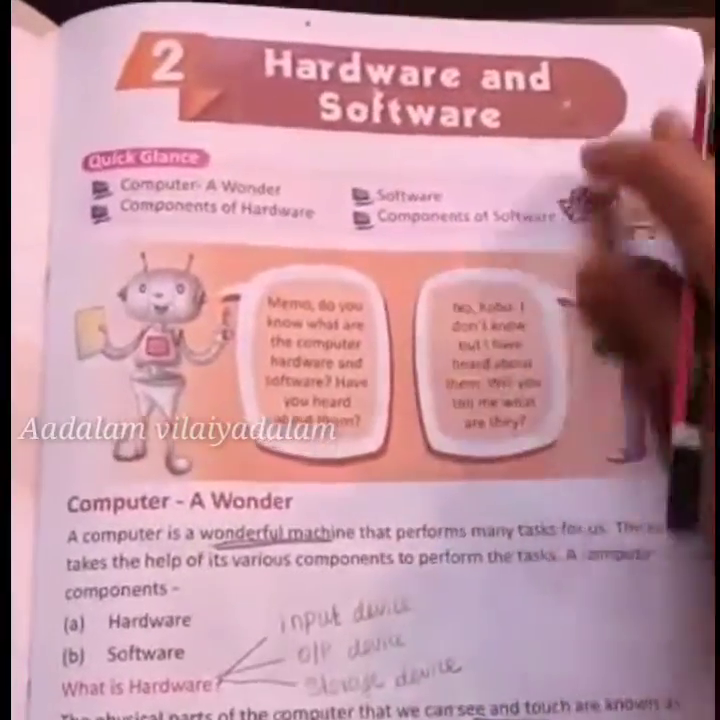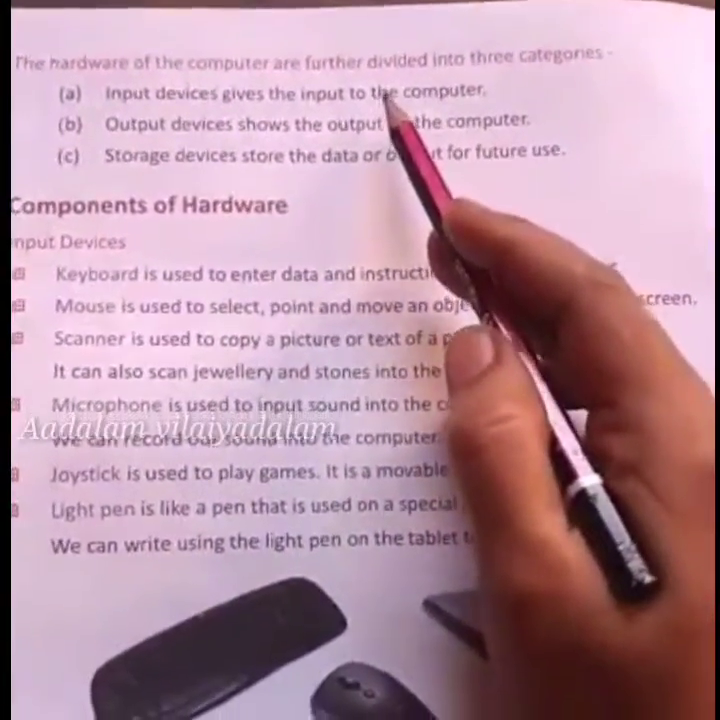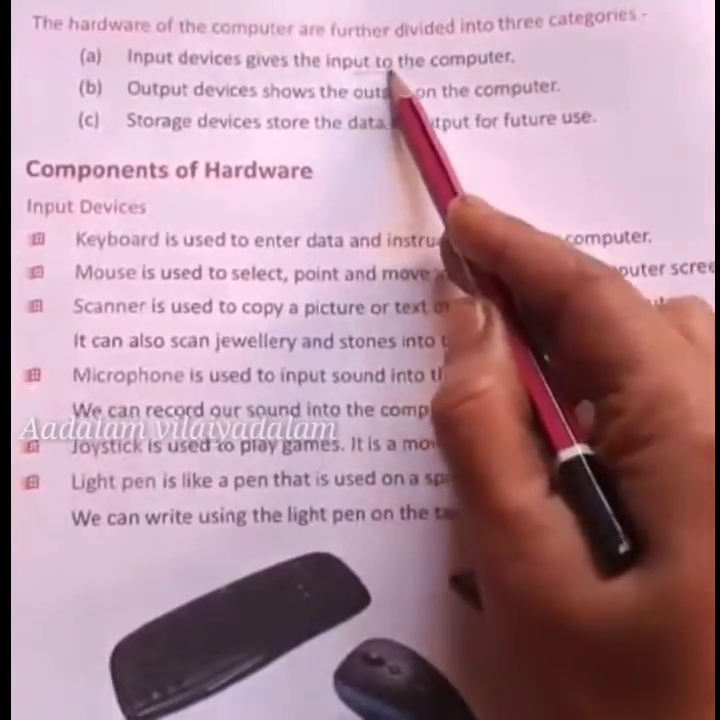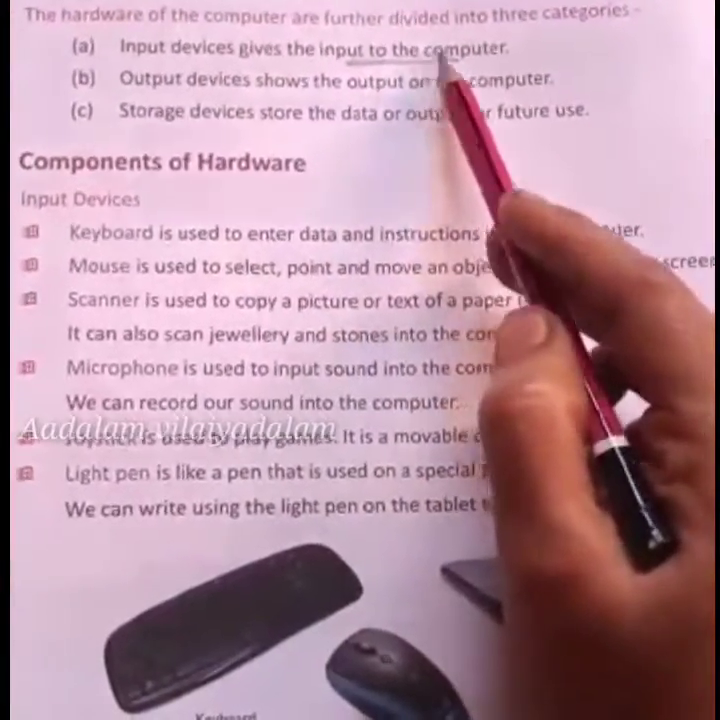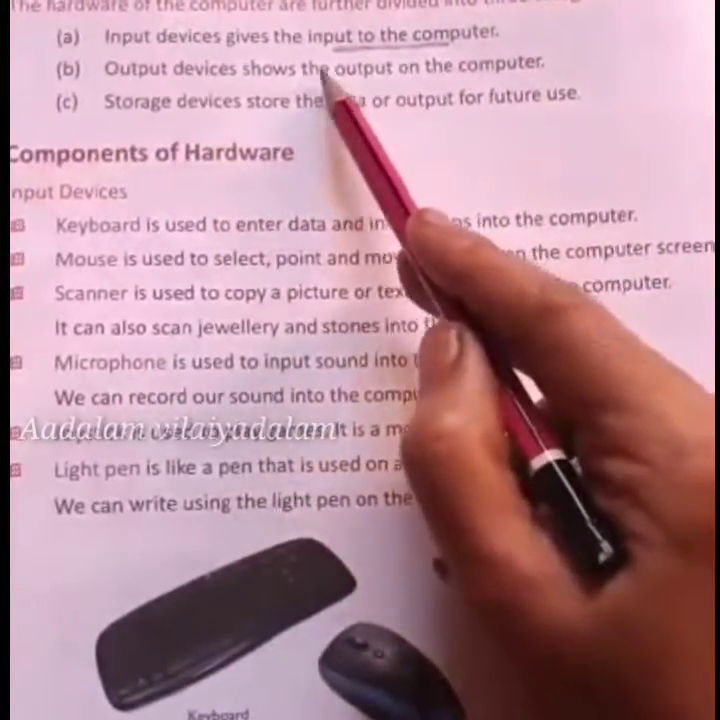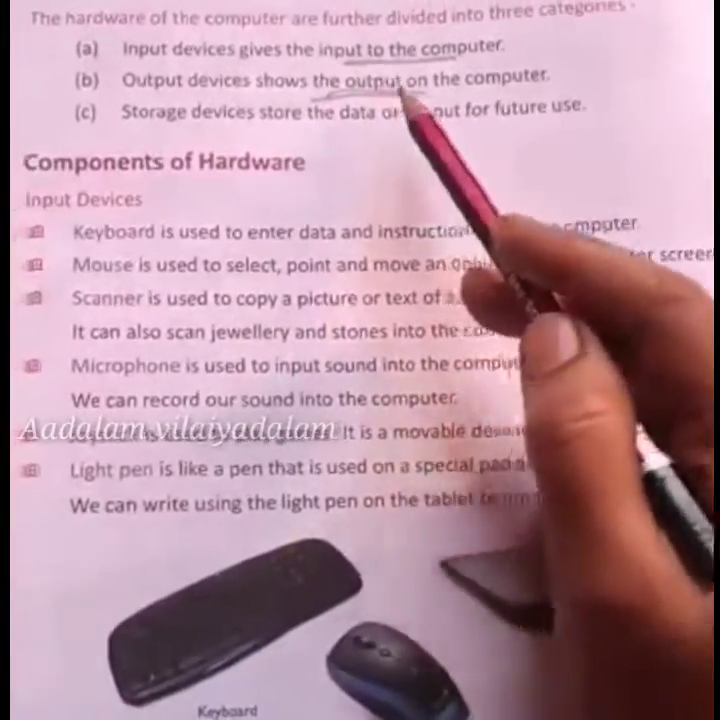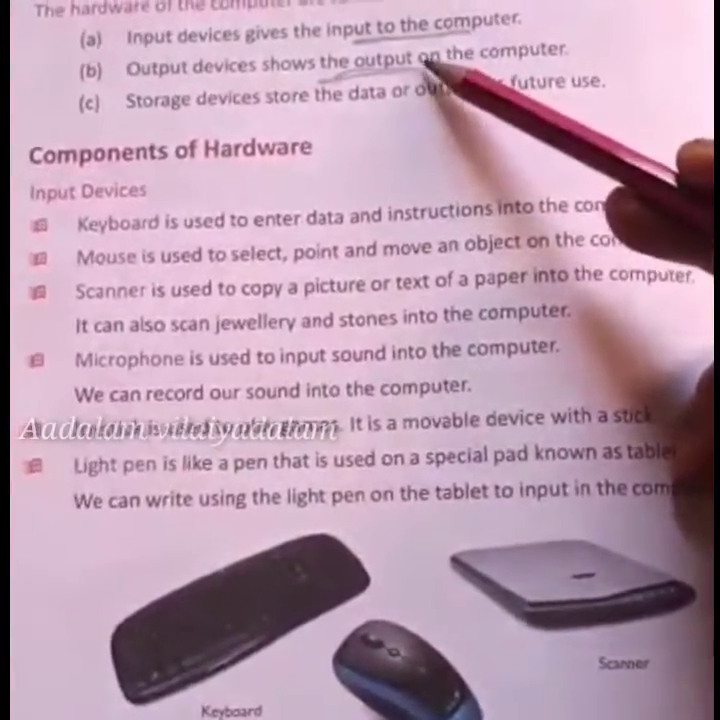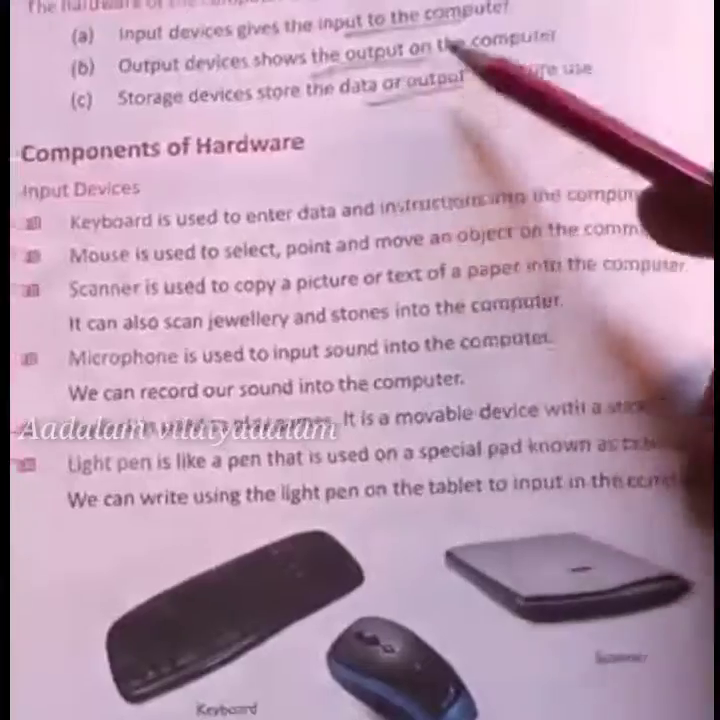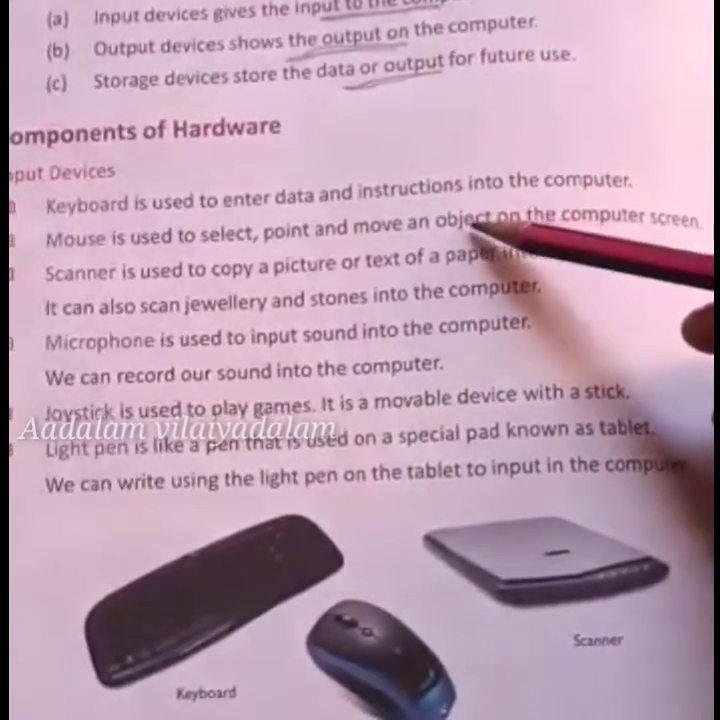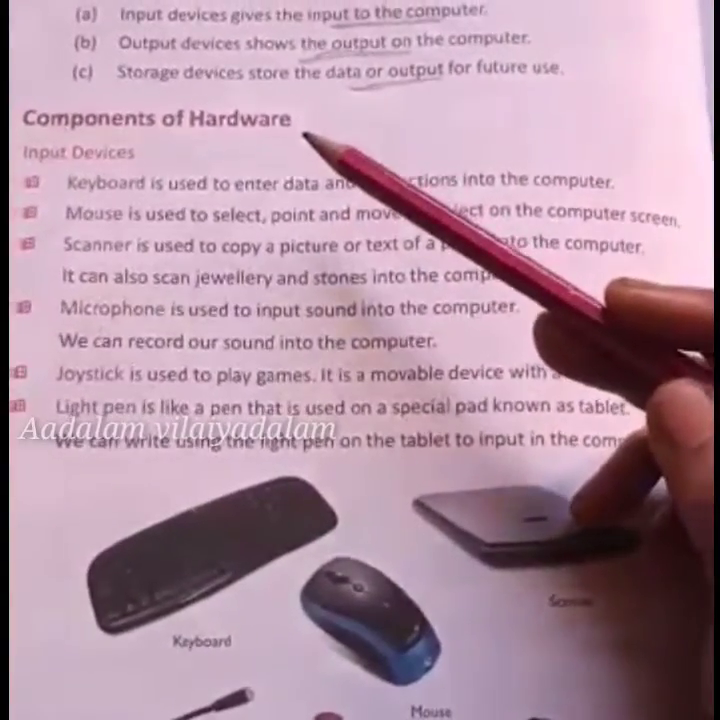What is the input device? A device which is used to give input into the computer is called an input device. What is the output device? It shows output on the computer. The computer processes the results and shows the output through the output device. What is a storage device? It can store the data of the computer. Like our brain, the storage device stores everything.